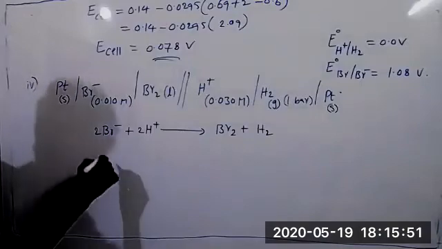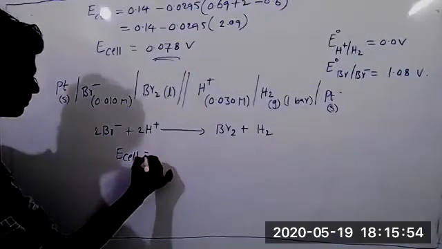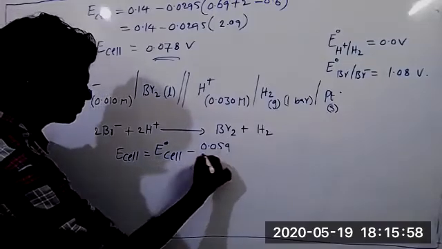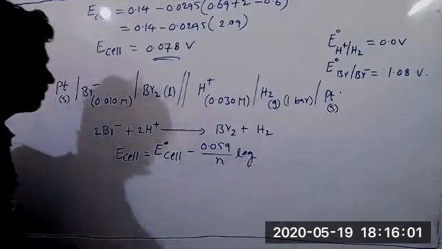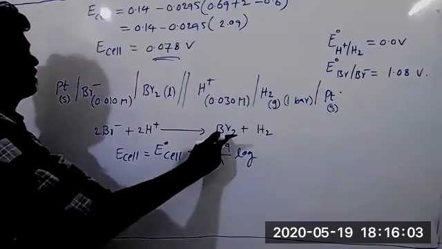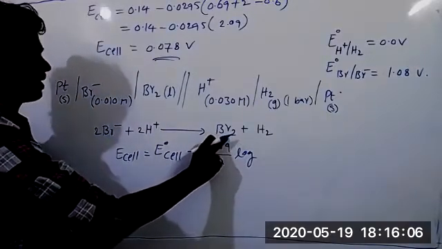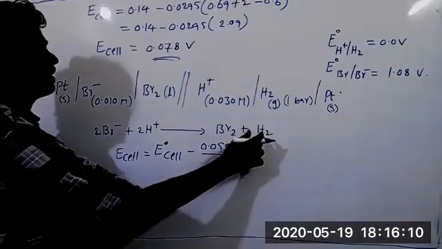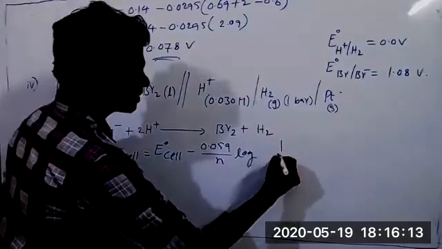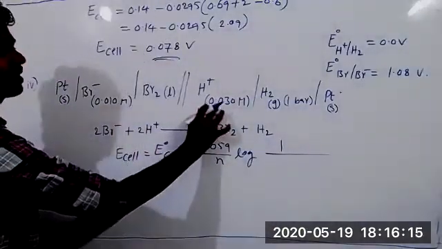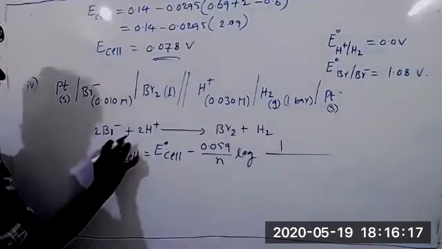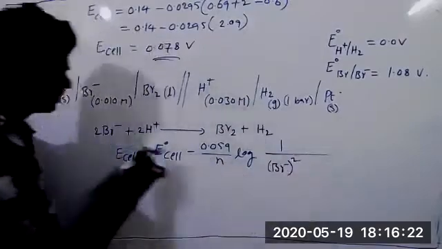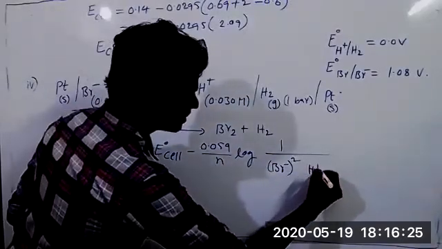Now substitute. Log of. Here, bromine is not in aqueous phase and hydrogen also is not in aqueous phase. That is a molecular form. So here we take only 1 bar hydrogen; we are not substituting this value here. So we have to substitute Br minus whole square and 2H plus concentration, so H plus whole square.